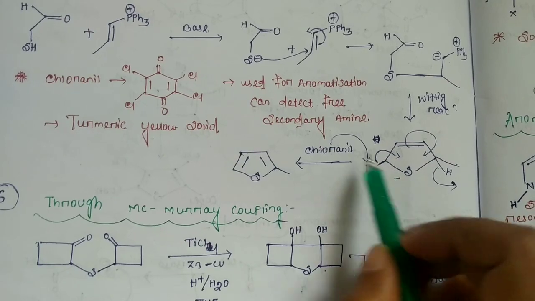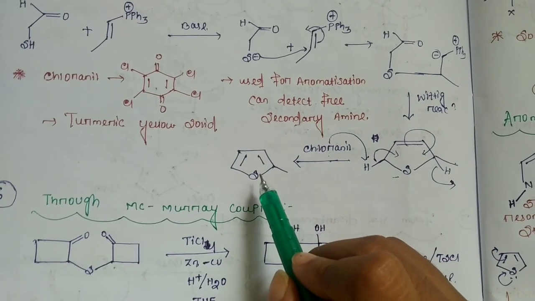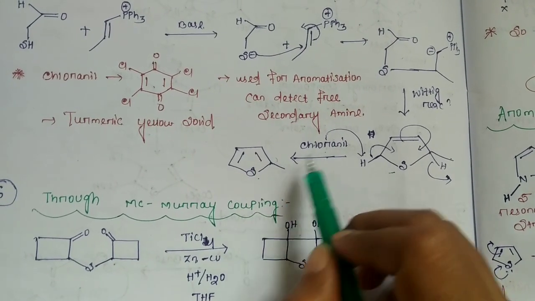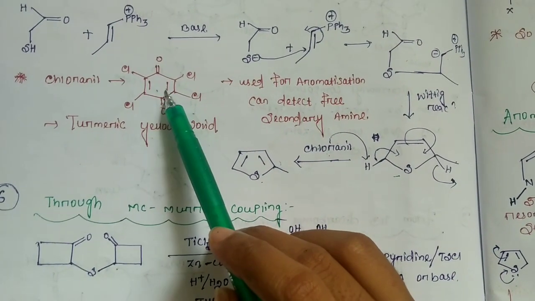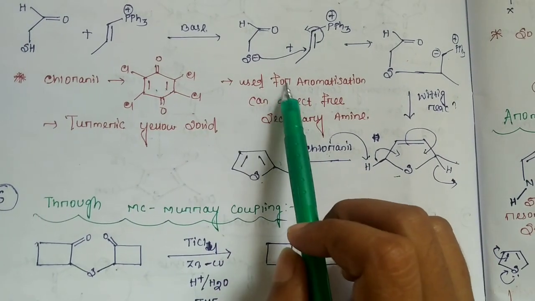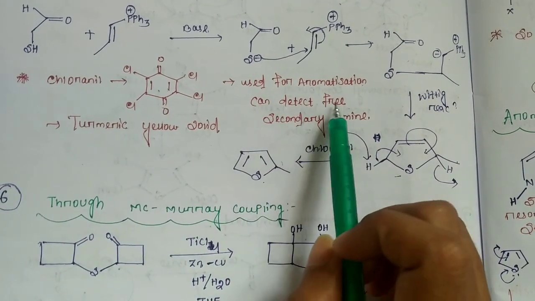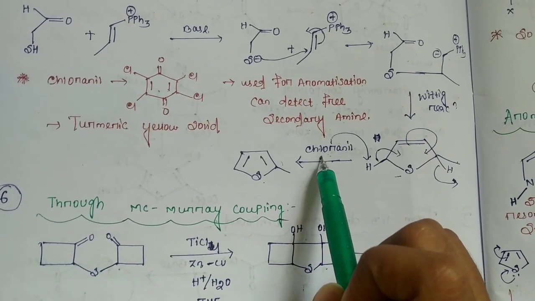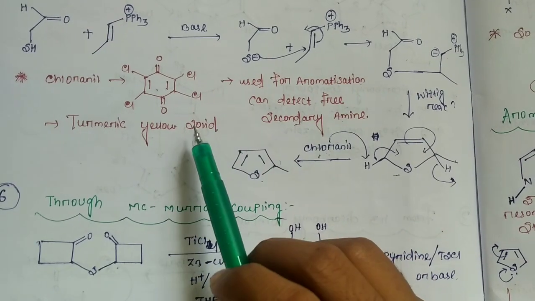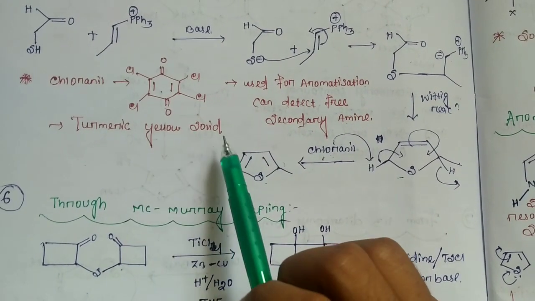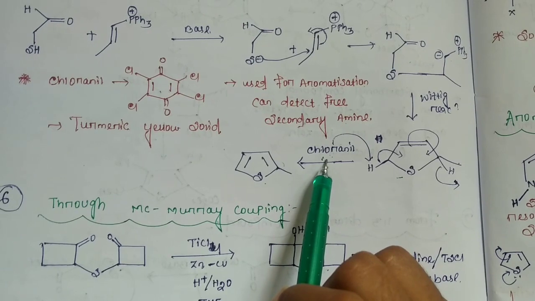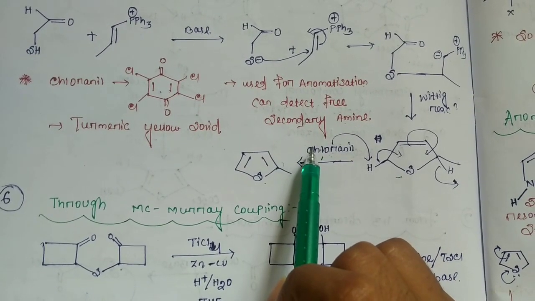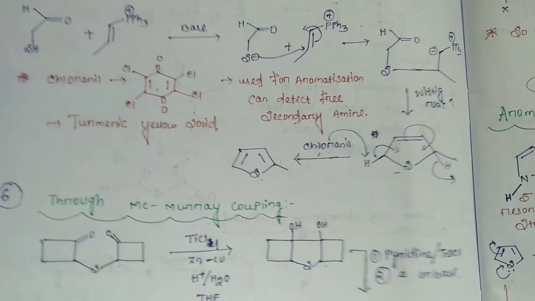When we treat this compound with chloranil, we will get this 2-substituted thiophene. What is chloranil? This is the structure of chloranil. This is used for aromatization and can detect free secondary amine. This is a very famous reagent. This is used for aromatization and this is a turmeric yellow solid. Aspirants of CSIR NET and GATE should remember this compound. This is used as an aromatizing agent.